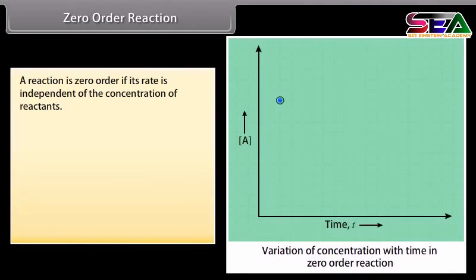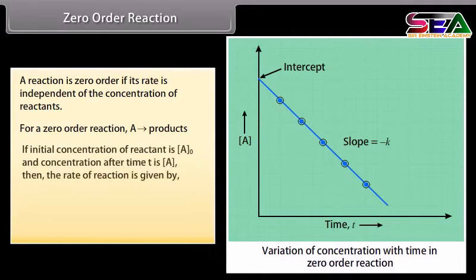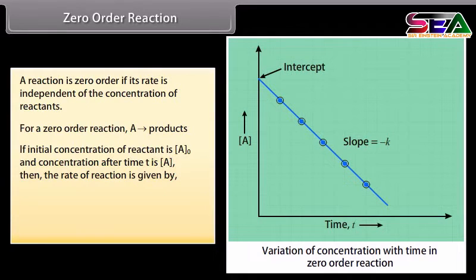Zero-order reaction. A reaction is zero-order if its rate is independent of the concentration of reactants. For a zero-order reaction, A is changing into products. If the initial concentration of reactants is A naught, and concentration after time t is A, then the rate of reaction is given by minus dA by dt is equal to the product of K and A raised to the power 0, which is equal to K.